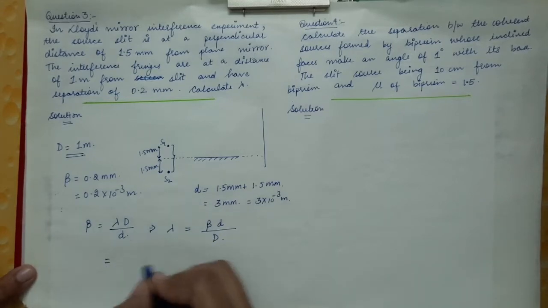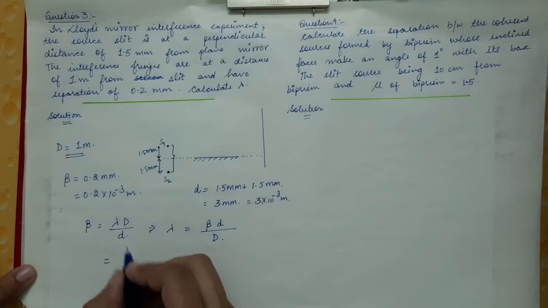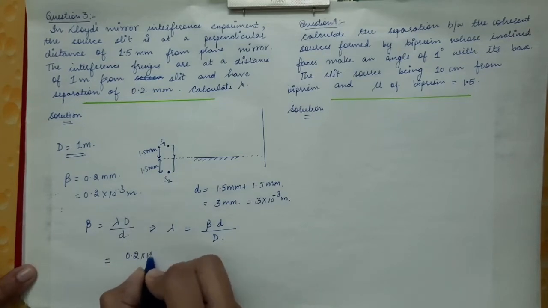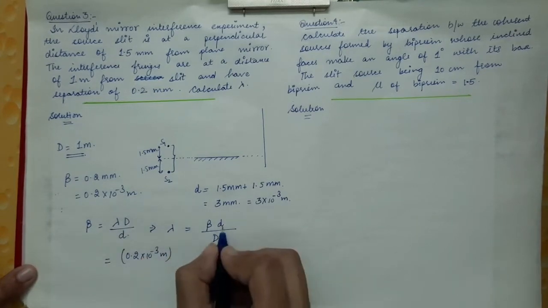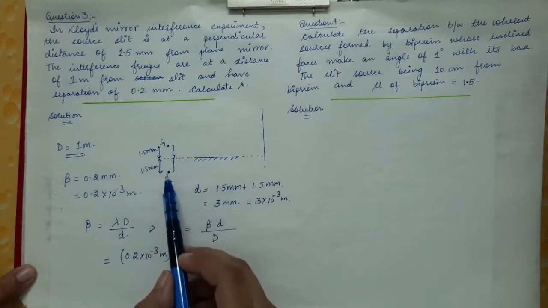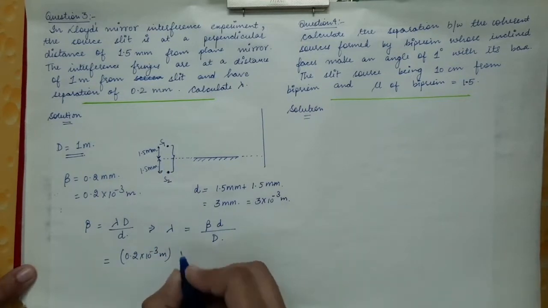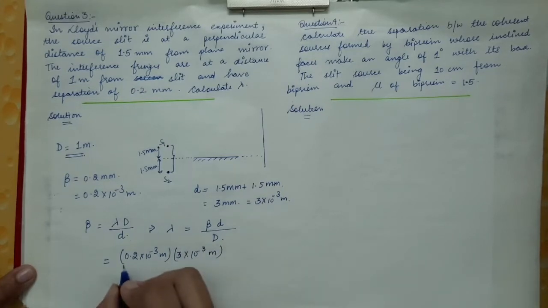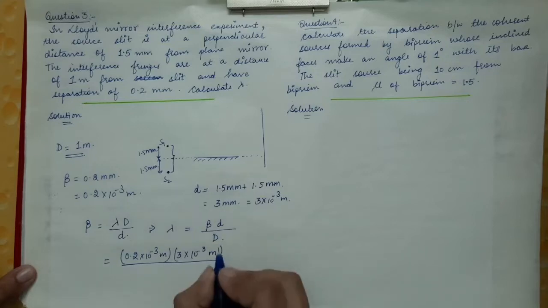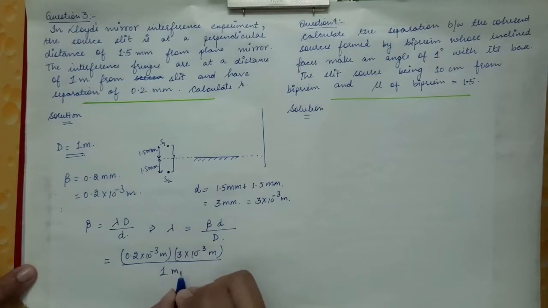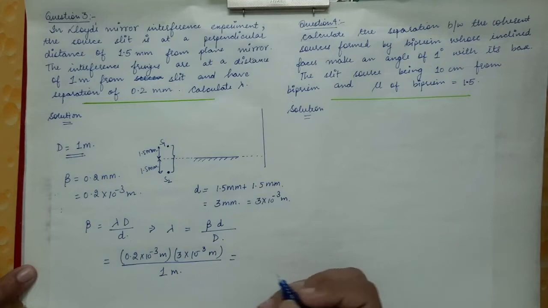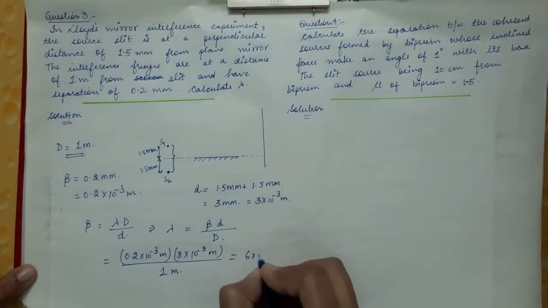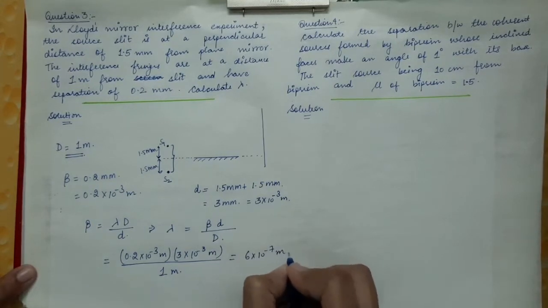So we can put the various values that we are given. What is beta? It is 0.2 into 10 power minus 3 meters. What is small d? It is the distance between the sources S1 and S2, and it is 3 into 10 power minus 3 meters, divided by capital D, which is 1 meter. So keep in mind that all the units that we are using are in the SI system. On evaluating this, it will come out to be equal to 6 into 10 power minus 7 meters.